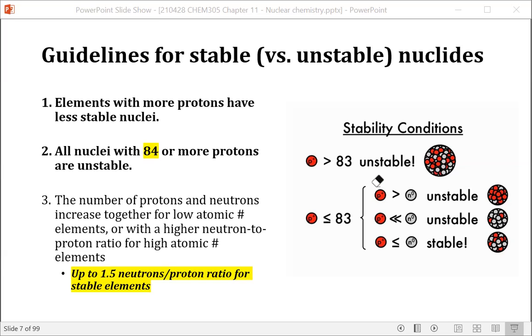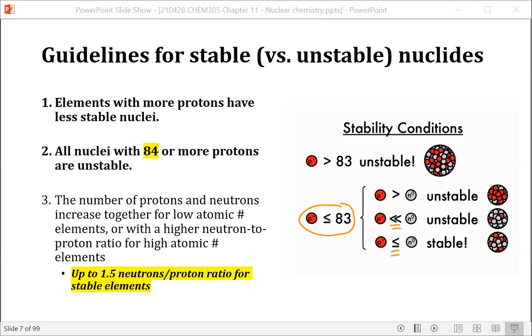So if your number of protons is greater than your number of neutrons, you have an unstable nucleus. If your number of protons is significantly smaller than your number of neutrons, you have an unstable nucleus. And if your number of protons is about equal to the number of neutrons, but a little bit less than or equal to, then you have a stable nucleus. So the ratio we can look for is that you can have up to 1.5 neutrons for every proton for the element to be considered stable if it has less than 83 protons altogether.